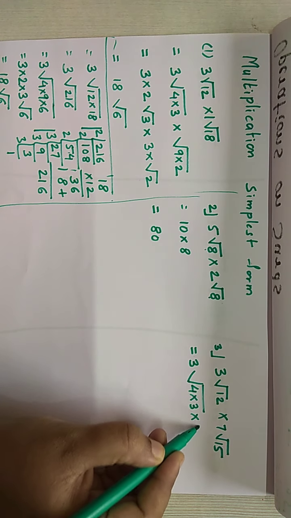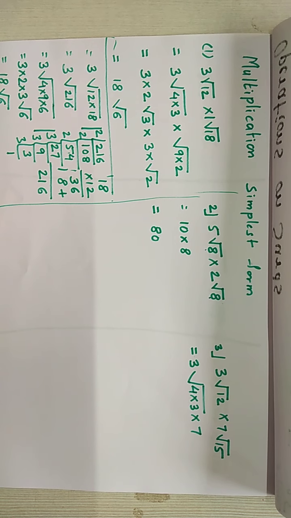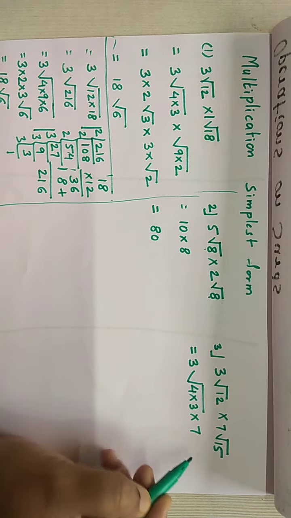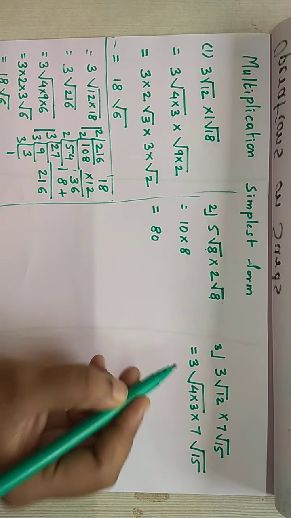Okay, and 7 root 15. How can you write 15? You can write 15 as 5 3s are 15. Is there any other format in which you can write 15? No, 15 can be written only as 5 3s are. And in 5 3s are, there is no perfect square. Neither 5 comes out, nor 3 comes out. So 5 3s are is not a perfect square. So we'll write 15 as it is.